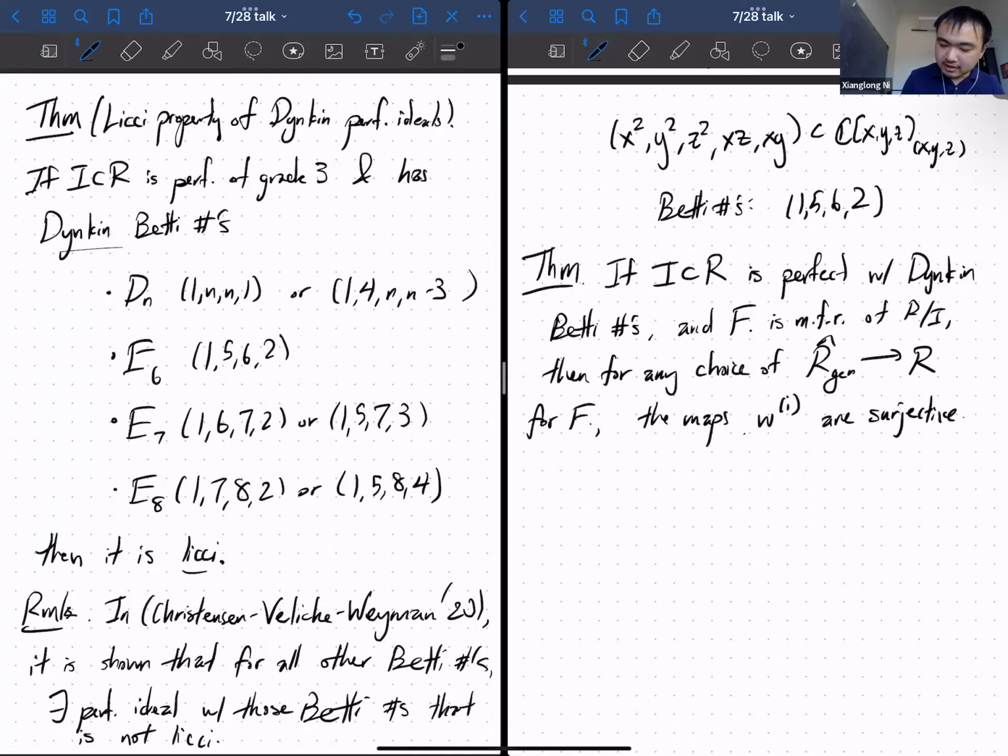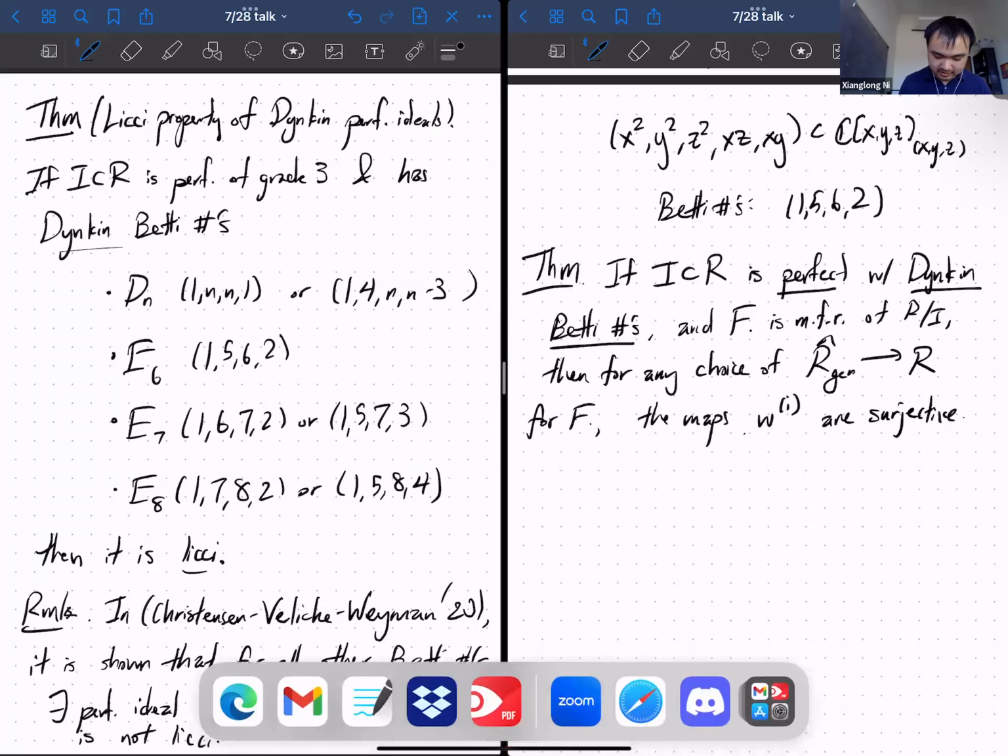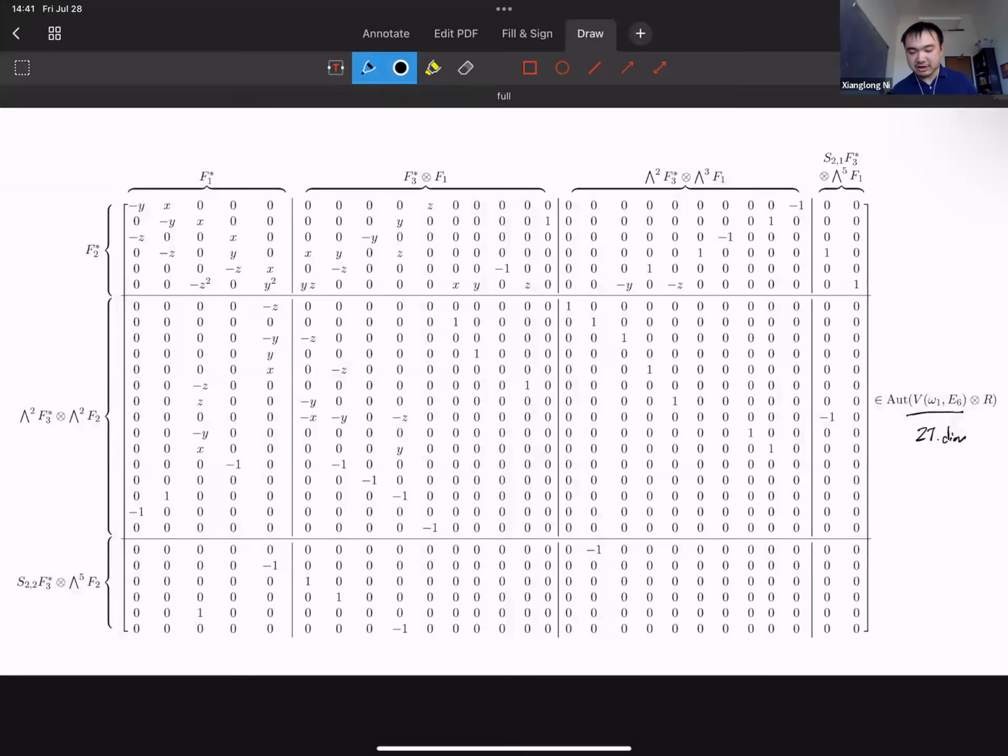Right, so I do want to comment briefly on where both hypotheses are used. The latter one, that it has Dynkin format, is sort of apparent, because if it weren't Dynkin this way, I wouldn't have a finite matrix. This would just go on forever, and the argument would not work at all if this were not of Dynkin format. The more interesting point I want to talk about is where I use the assumption that I is perfect.